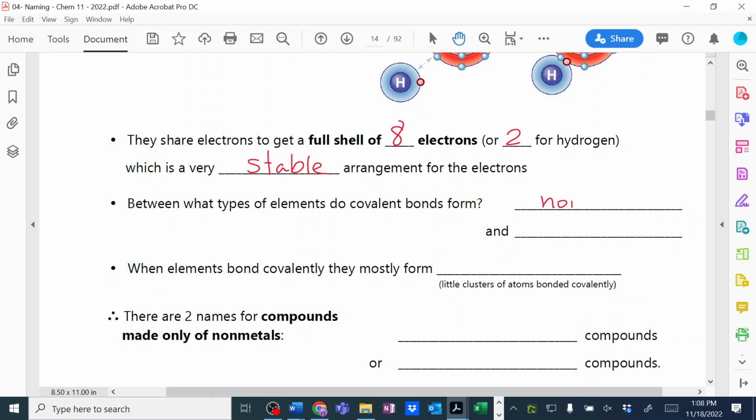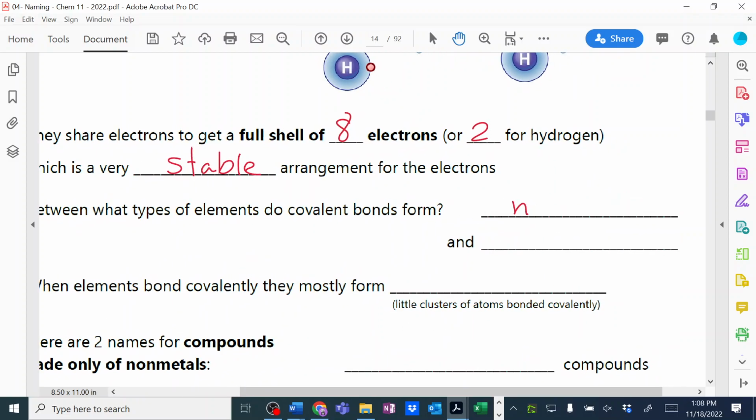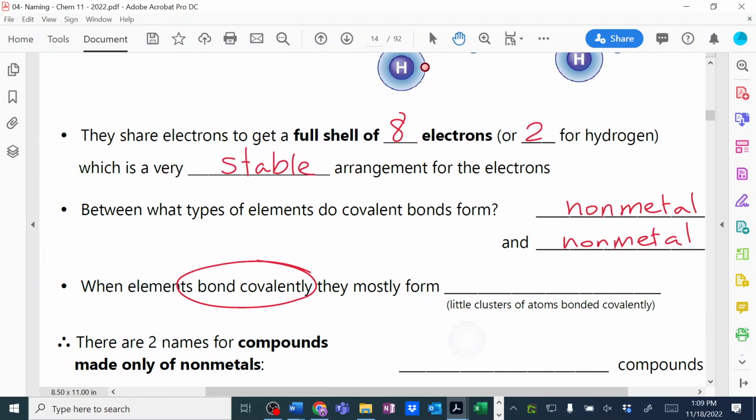Non-metal and non-metal. When elements bond covalently, they mostly form, what do we call those little clusters of atoms which are bonded covalently? Covalent bonds, but I want to know the name of the particle. Molecules.